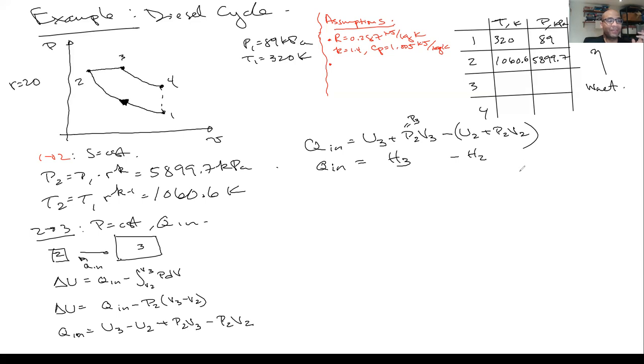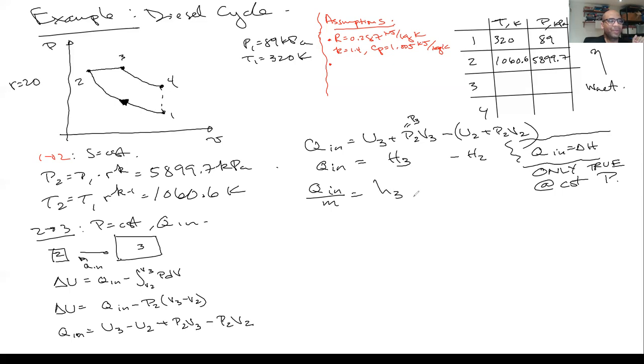Q in. Some of you may have decided to remember by heart Q in is equal to delta H. This is only true at constant P. If you're not at constant pressure, this is not true. I'm going to do it per unit mass. Q in over m is equal to H3 minus H2. And for an ideal gas, by definition, just like the change in internal energy is equal to CV delta T, for the change in enthalpy, it is now CP times T3 minus T2. So now we can rewrite this. That means that T3 is equal to T2 plus Q in over m, the heat input per mass, divided by CP.